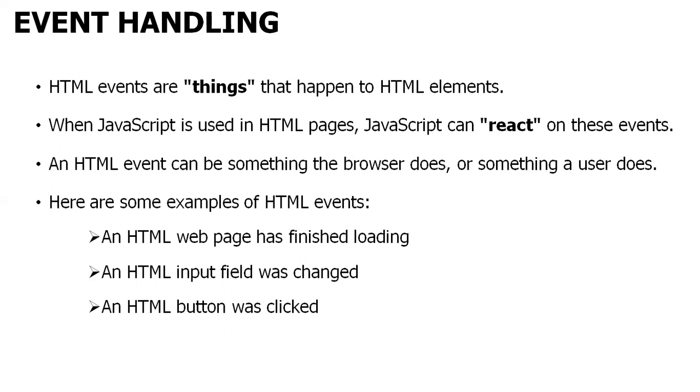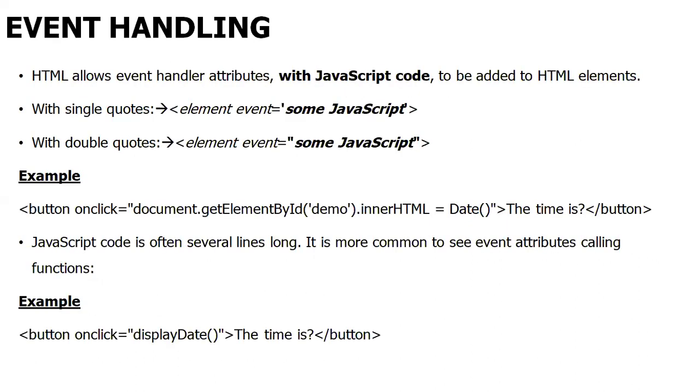An HTML web page has finished loading. An HTML input field was changed. An HTML button was clicked. HTML allows event handler attributes with JavaScript code to be added to HTML elements. With single quotation marks, we use the event attribute in the element tag and put some JavaScript within the single quotes. With double quotation marks, in the event attribute, some JavaScript code can be added.